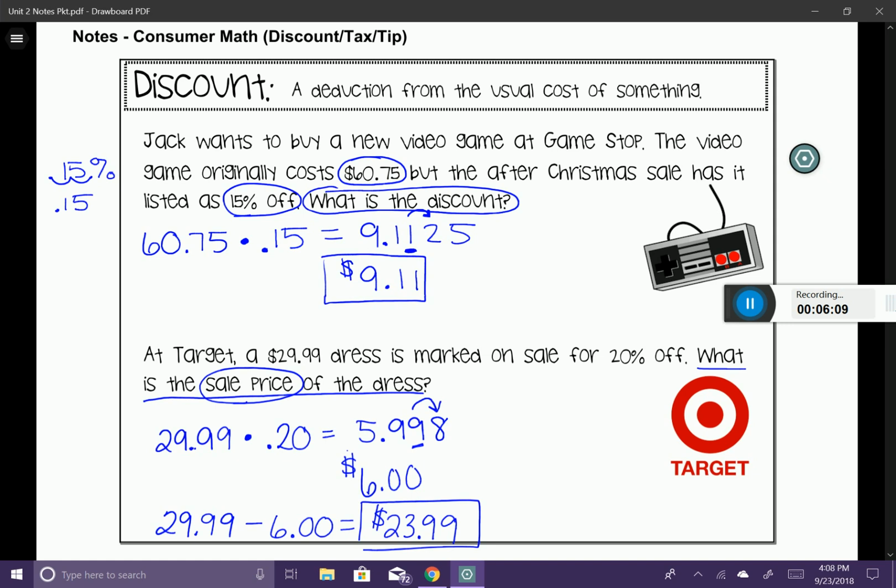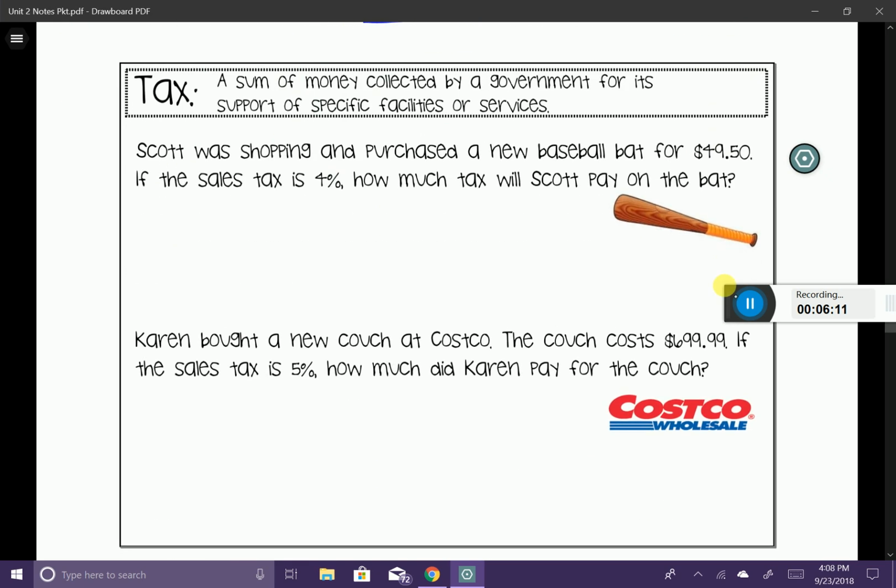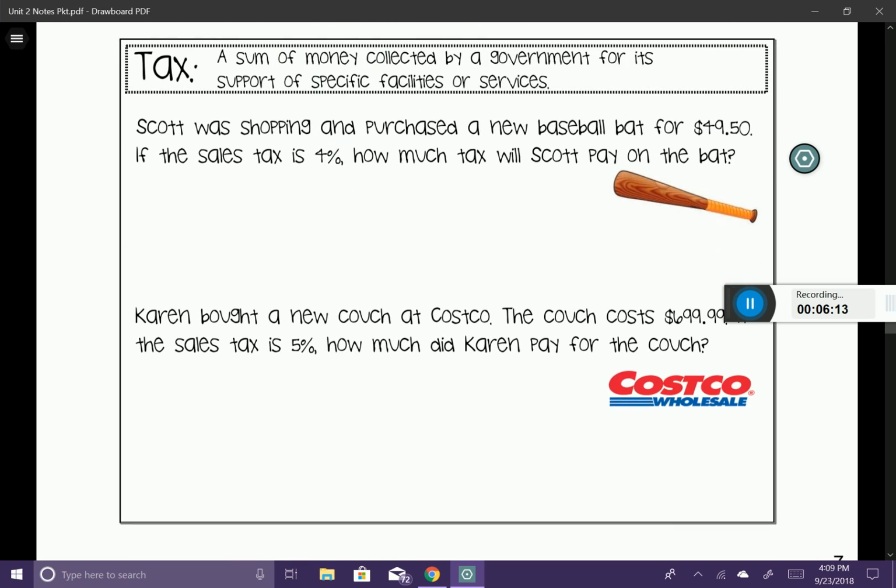Now let's go ahead and look at another type of consumer math. This is called tax. Tax is a sum of money collected by a government for its support of specific facilities or services. And all the time, when you go to the store or when you go to a restaurant, you will have to pay a sales tax or a food tax. And that's just a little bit of additional money that is going to be on top of your actual receipt. So let's go ahead and talk about tax.